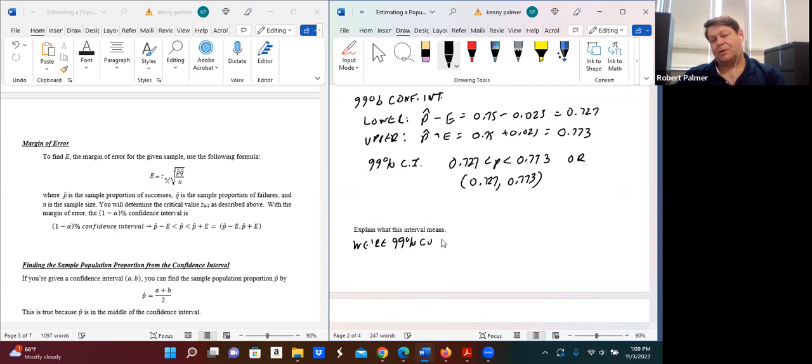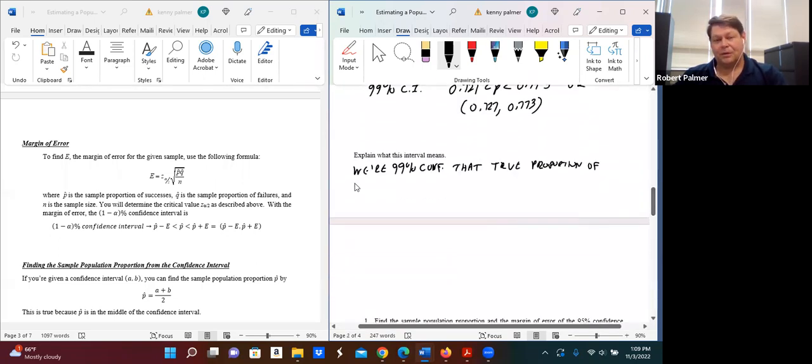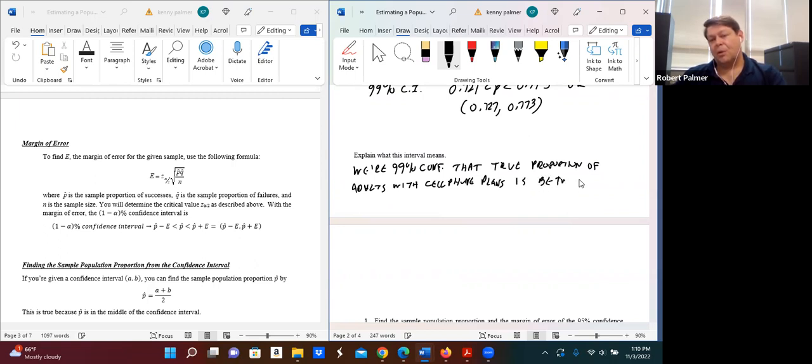we're 99% confident that the true proportion of, look back at the details, those who have cell phone plans, so the adults, I'll just say adults with cell phone plans, is between, and let's make this a percent, 72.7% and 77.3%.